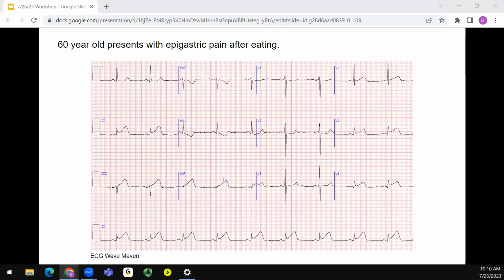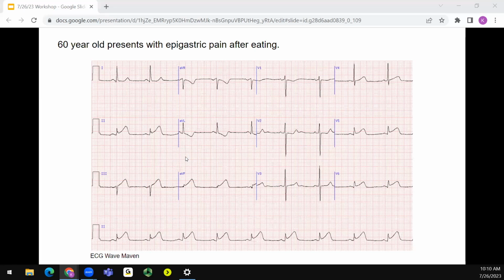V2. So V2, and there's actually a pretty decent sized R wave here. So what could that be indicative of? So, pretty possible posterior involvement. There's also elevations here, V5, V6. What's the diagnosis here? Someone says STEMI. This is an MI, probably inferior, maybe some posterior and lateral involvement. Right, and this patient had an RCA occlusion.